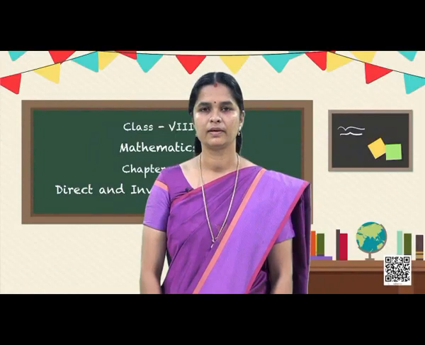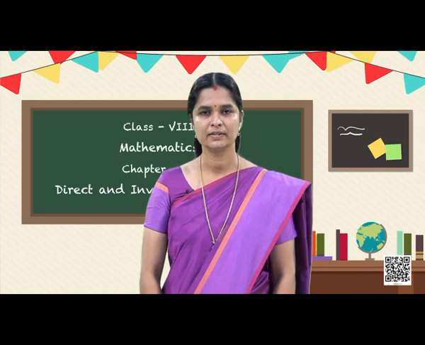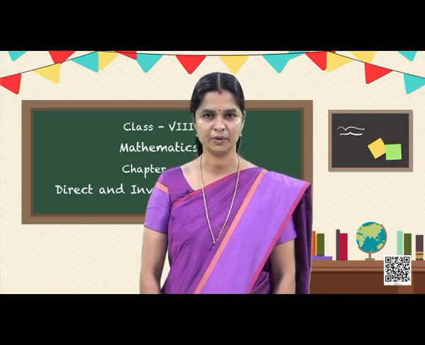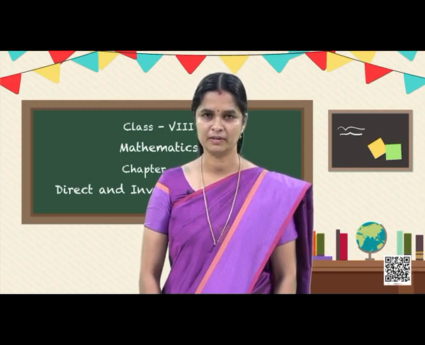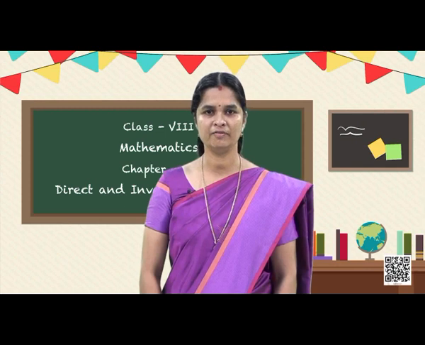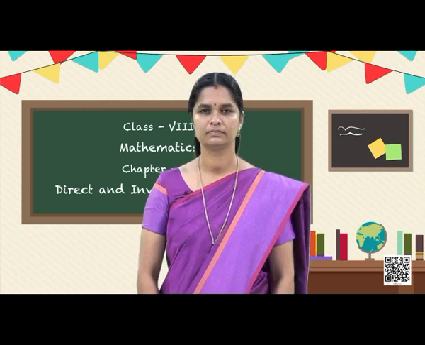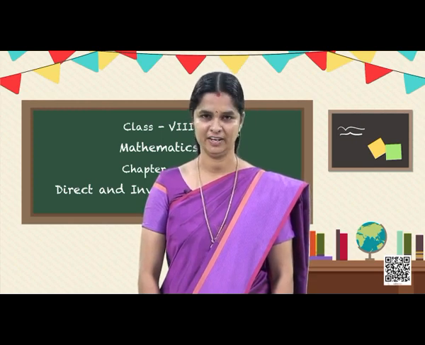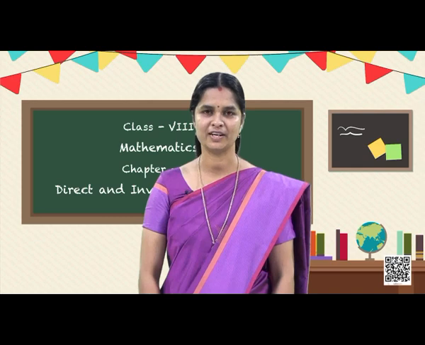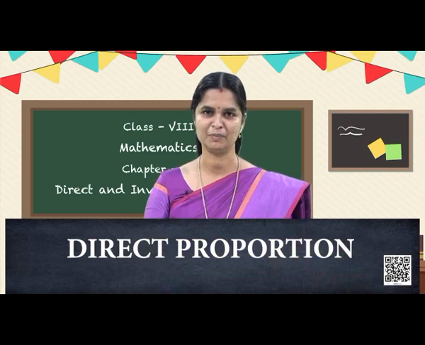Now, let us see how we can actually calculate the quantity of items that we require. For example, in case of making tea or where we were arranging chairs for assembly. Let us see how we can find out the quantity which we do not know. To do this, we need to learn about some concepts of variation. The first one is direct proportion. So, today we are going to study about direct proportion.